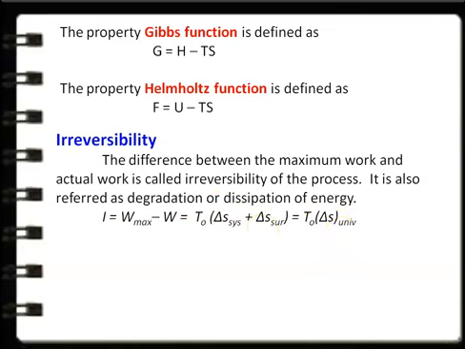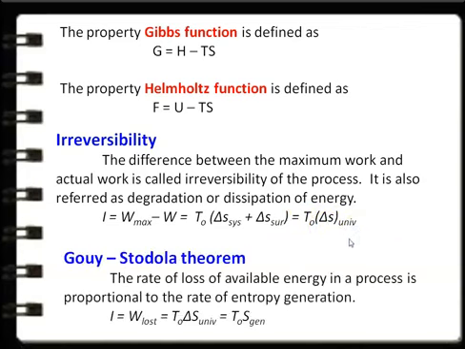So irreversibility is called degradation of energy, so the second law itself is called the law of degradation of energy. So I equal to W max minus W, which is equal to T0 into (delta S system plus delta S surrounding). So we substitute for W max and W and simplify, we will get T0 into (delta S system plus delta S surrounding), which is equal to T0, the surrounding temperature, into delta S of universe. And Gouy-Stodola theorem: the rate of loss of available energy in a process is proportional to the rate of entropy generation.